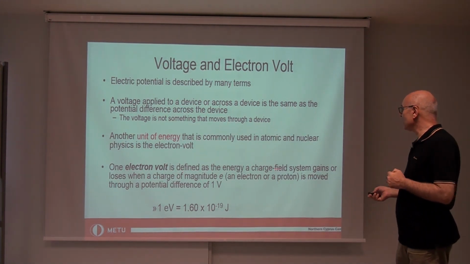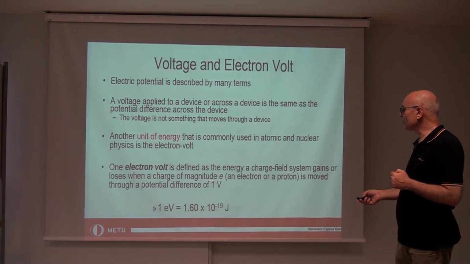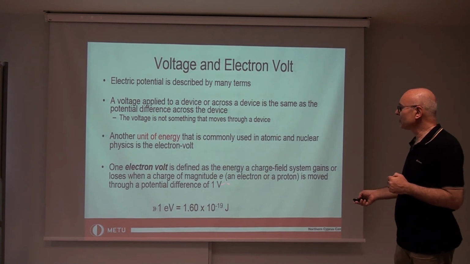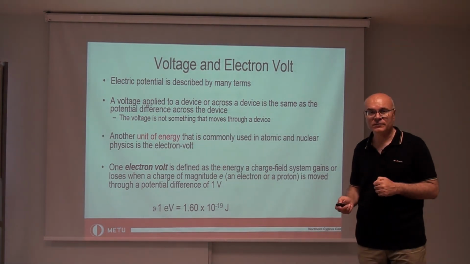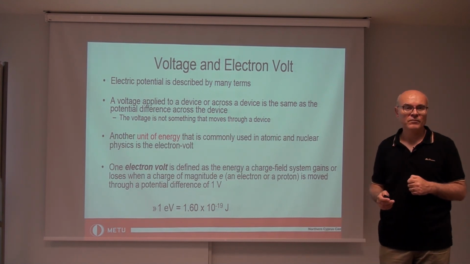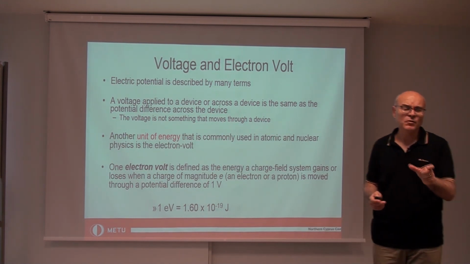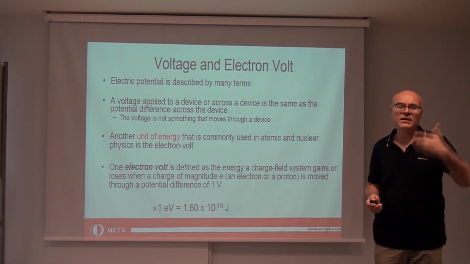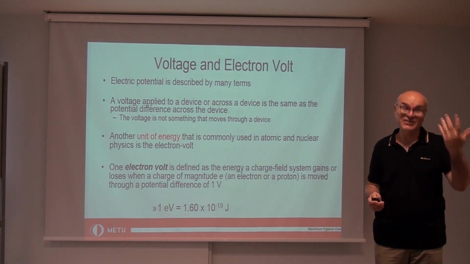So it is the energy a charge-field system gains or loses when a charge of magnitude e is moved through a potential difference of 1 volt. Okay, so this is a small quantity, but it is important at the atomic scale. There are kilo electron volts, mega electron volts, giga electron volts, even tera electron volts.